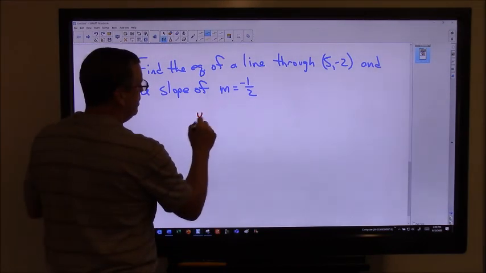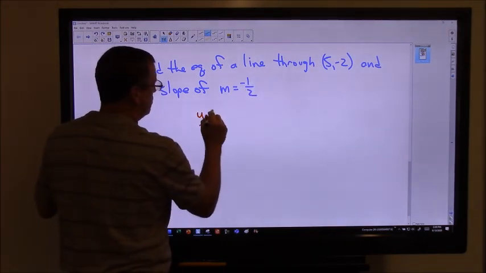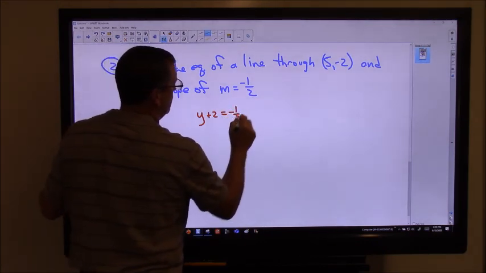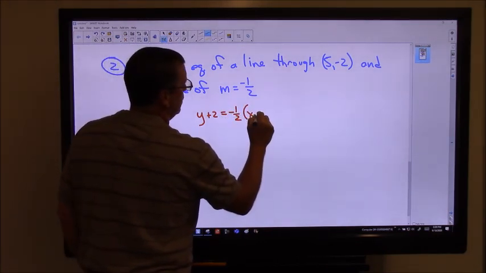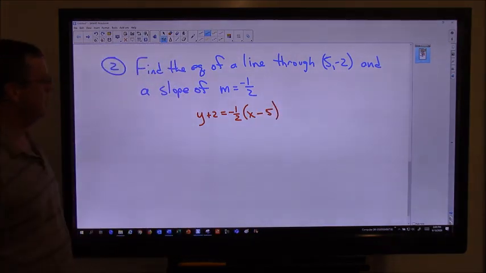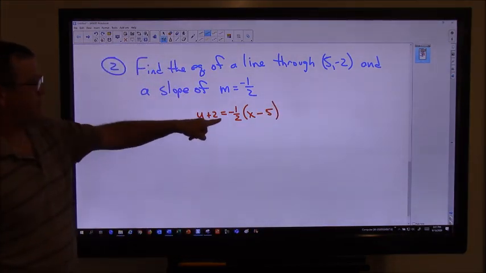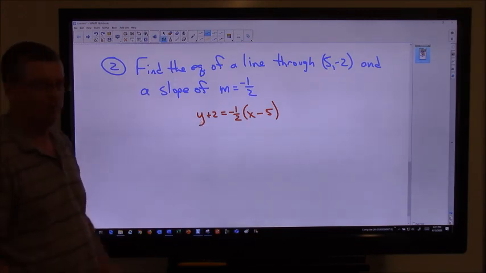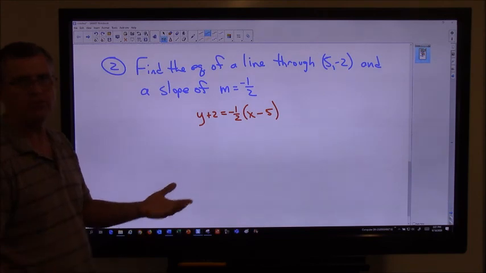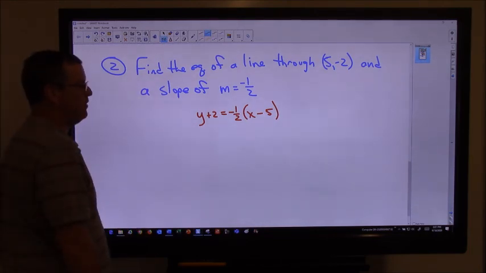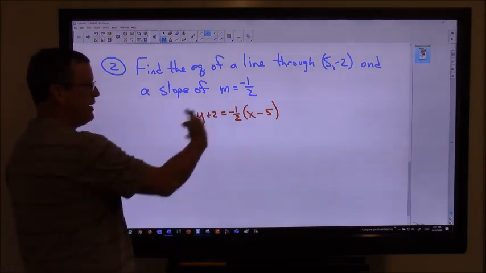So y minus the y value equals the slope times x minus the x value. So one thing that's a little different here is all of a sudden we've got fractions showing up. You know what? Those are numbers. Fractions, decimals, whole numbers, positive, negative, they're all numbers. And we want to be comfortable working with any of those. Okay? So the process doesn't change.